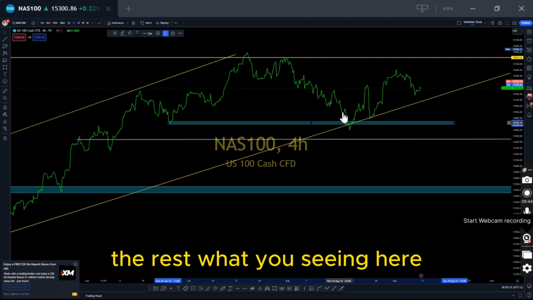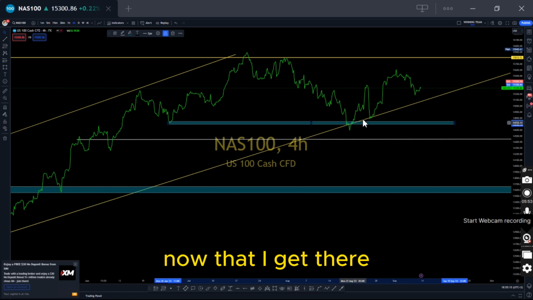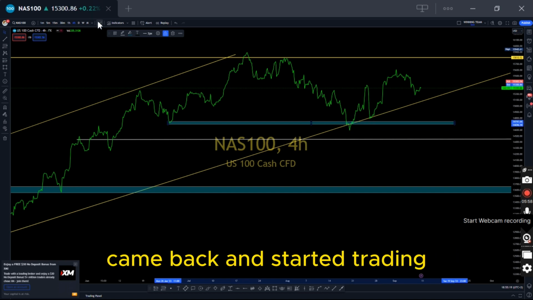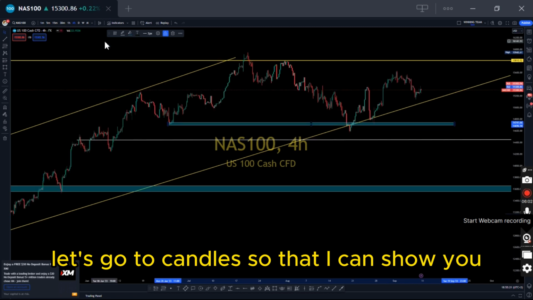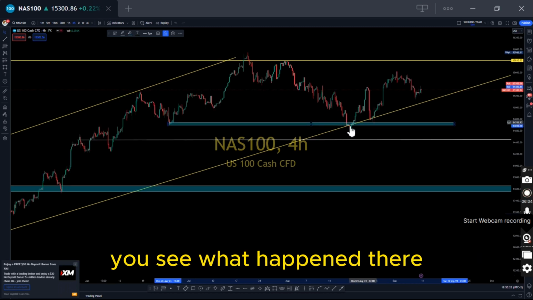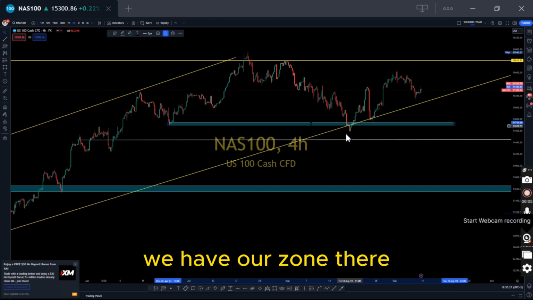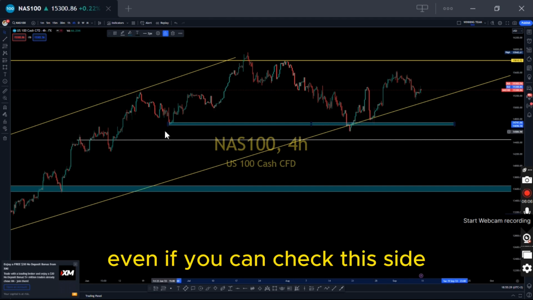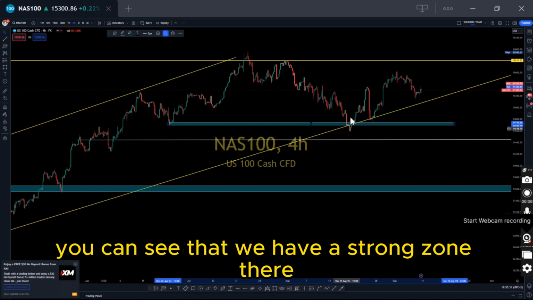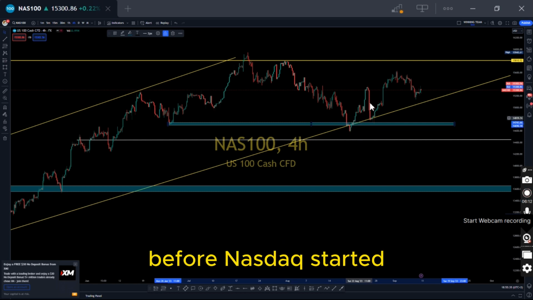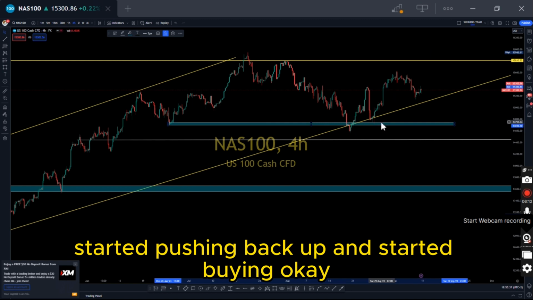The rest, what you're seeing here now, that gap there, it was just a liquidity pool because the market immediately came back and started trading in. Let's go to candles so that I can show you. You see what happened there? The zone is here, not there. We have our zone inside that structure. Even if you check this side, you can see that we have a strong zone there. Whatever was happening here was just a liquidity pool before Nasdaq started pushing back up and started buying.